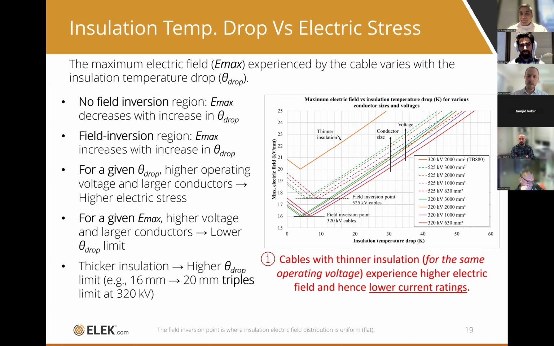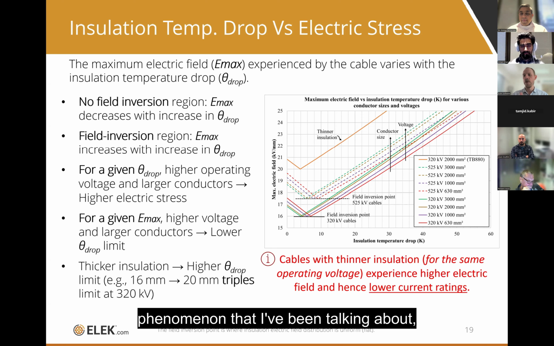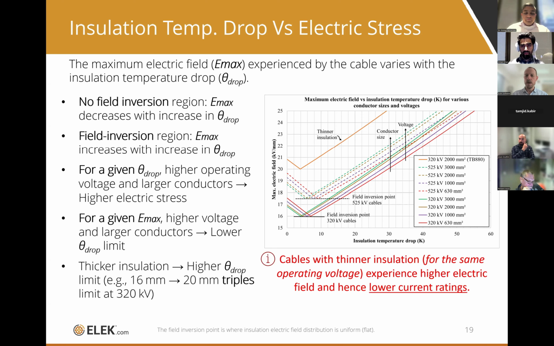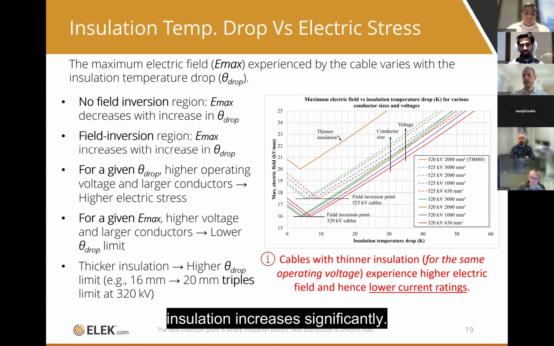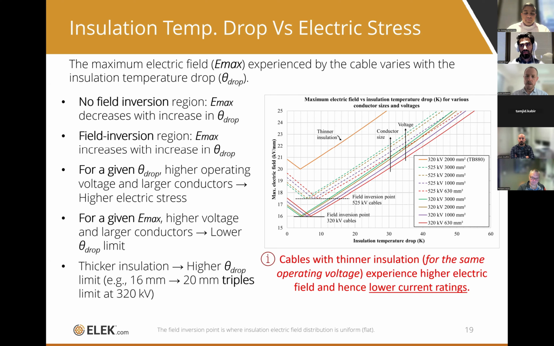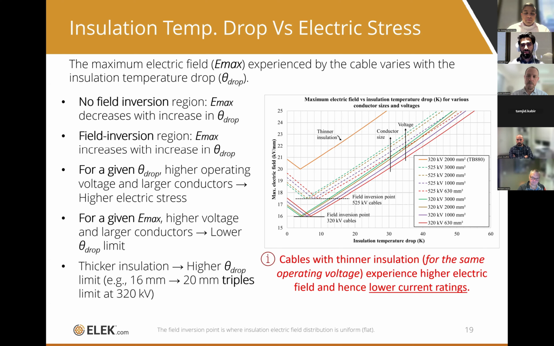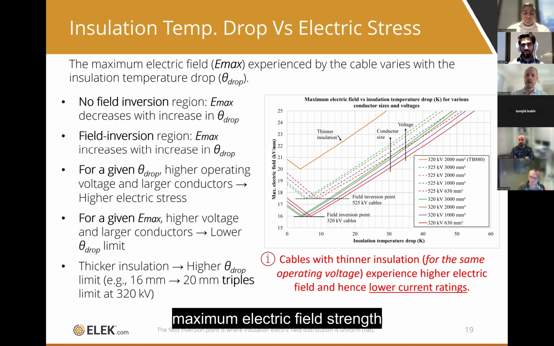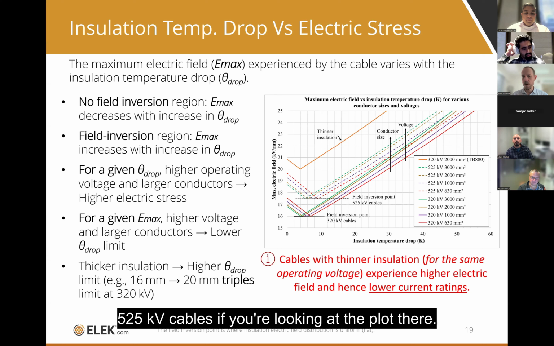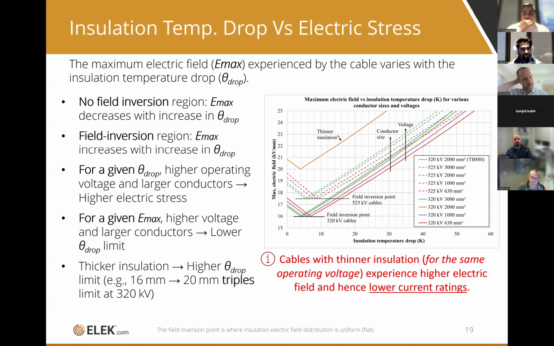occurs. And when field inversion occurs, that phenomenon that I've been talking about, the E max, or maximum electric field that affects the cable insulation, increases significantly. Now, it's also different depending on the operating voltage. So we've got lower maximum electric field strength for the 320 kV HVDC cables compared to the 525 kV cables if you're looking at the plot there.